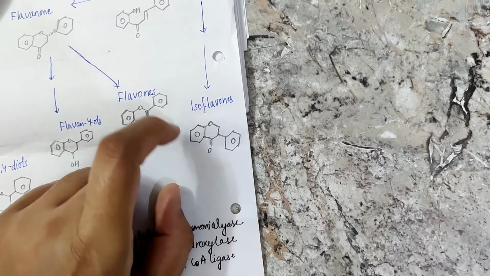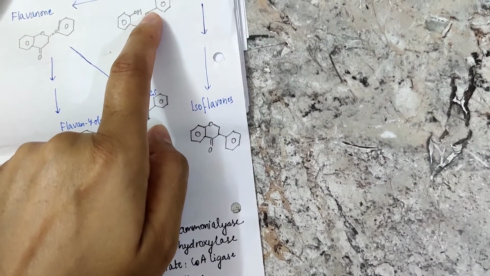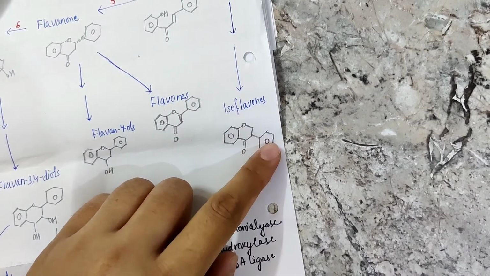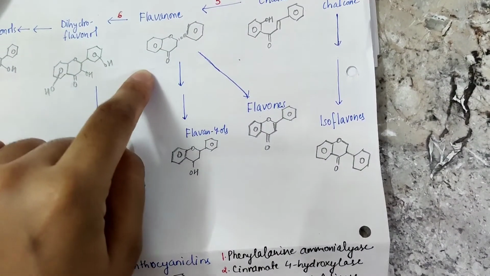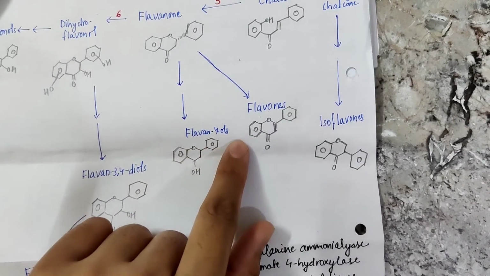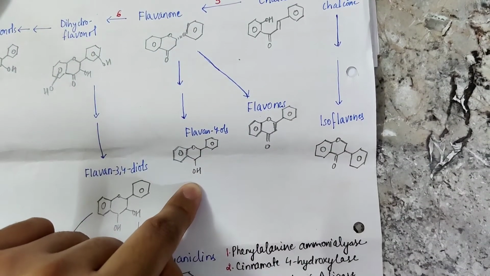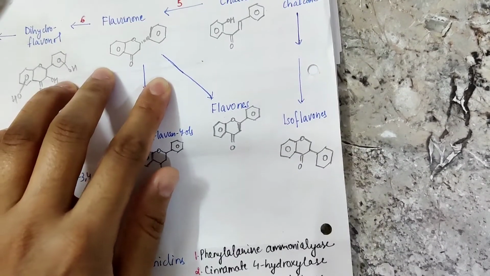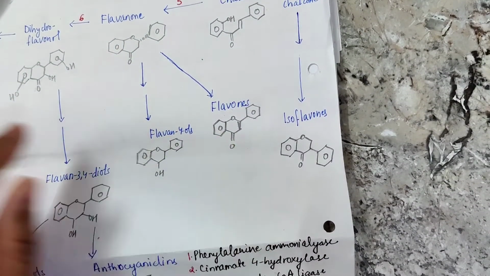In this case, the B ring present on the second carbon shifts to the third carbon. So this is isoflavones. Now flavanone. This flavanone can give us flavones as well as flavan-4-ols. Okay, so if this carbonyl group gets converted into an alcoholic group, then we get flavan-4-ols, and if unsaturation comes here, then we get flavones.